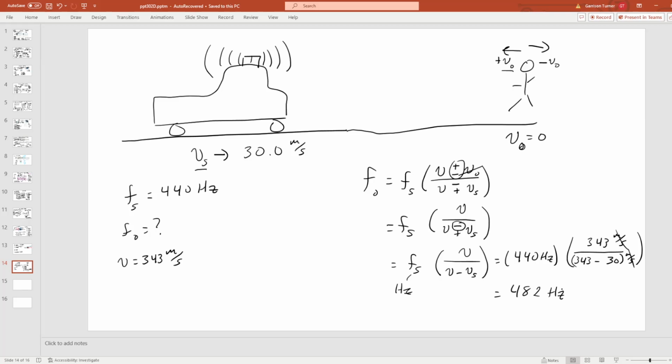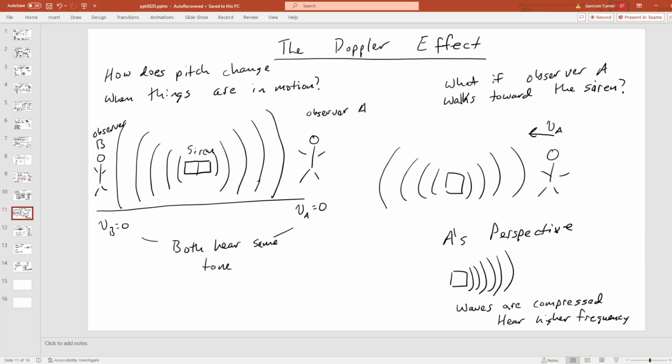So that is a brief introduction to beats and the Doppler effect. And for our purposes, that will wrap up sound. Up next is thermodynamics.